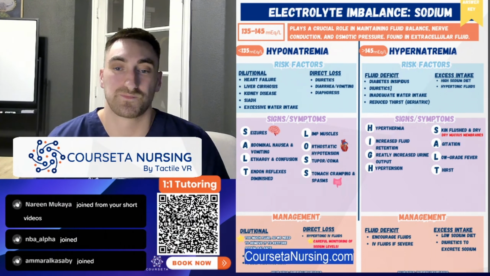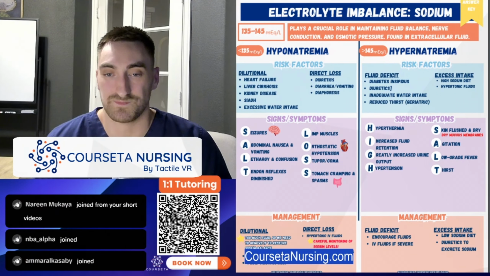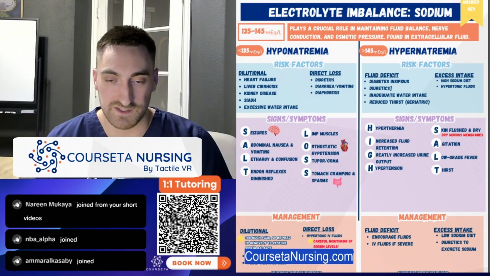Limp muscles, orthostatic hypotension. So this is another thing. Orthostatic hypotension is associated with blood pressure. So anytime you have fluid status changes such as fluid overload or fluid deficit, so dehydration, then you're going to be at risk for orthostatic hypotension.